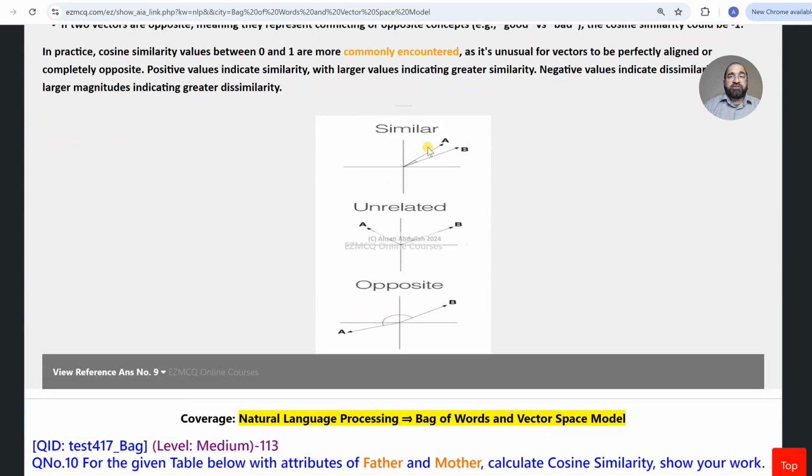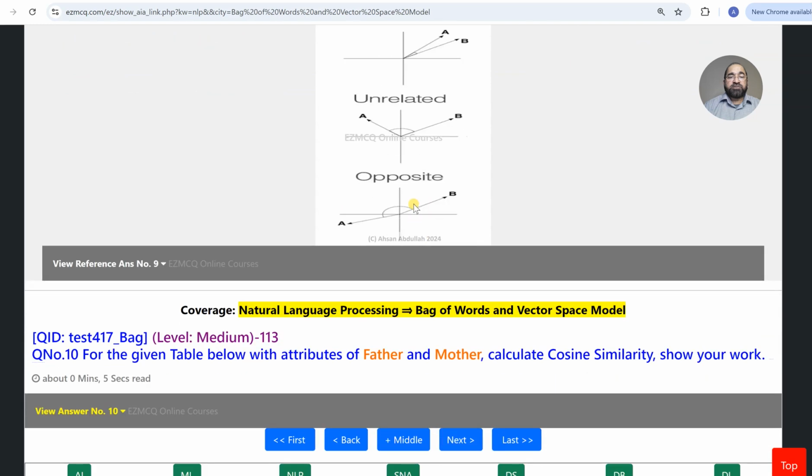So this is when they are similar. When they are unrelated, the cosine similarity is 0, and the opposite is -1.